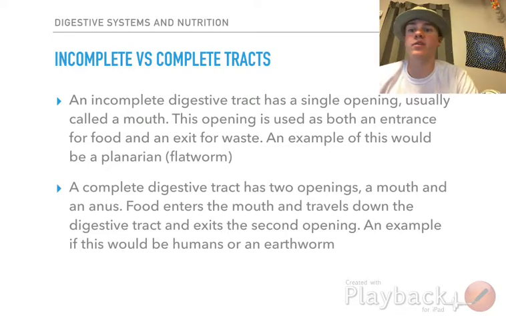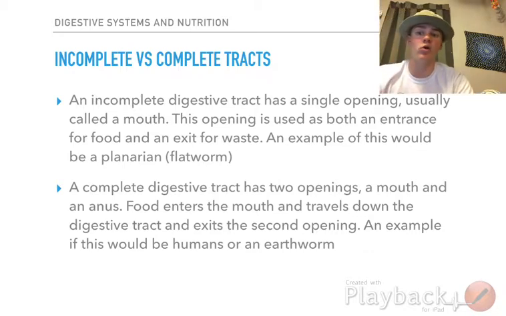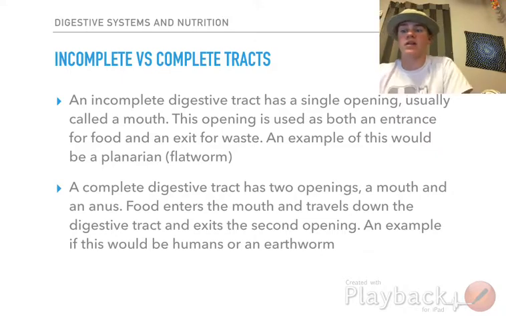So there's incomplete versus complete tracts. An incomplete digestive tract is a single opening, usually called a mouth. This opening is used as both an entrance for food as well as an exit for waste. An example of this would be a planarian or a flatworm. Comes in one hole, comes out the same hole. A complete digestive tract has 2 openings, a mouth and an anus. Food enters the mouth, travels down the digestive tract, and exits the second opening. An example of this would be humans or an earthworm.